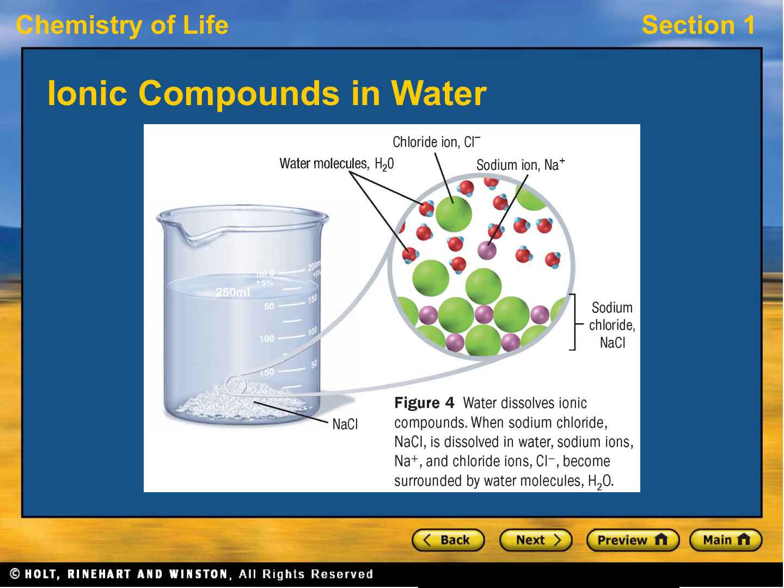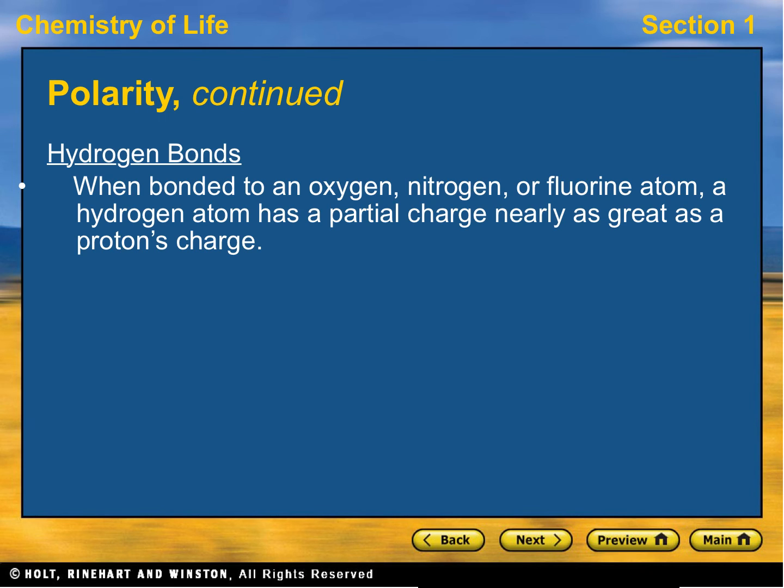So if we look at this picture here, you can see that we have these green spheres, which are chlorine ions. We have the little purple spheres, which are the sodium ions. So the sodium and the chlorine together make sodium chloride or salt. Then you have all these little red and blue molecules. These are the water molecules, and water is going to dissolve ionic compounds because of the partially positive and partially negative charges.